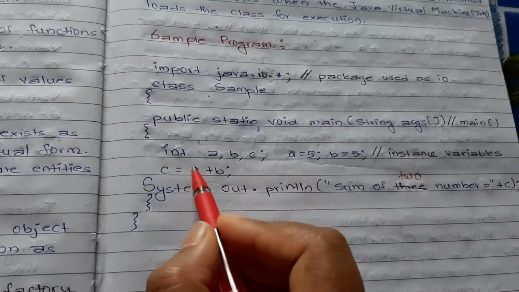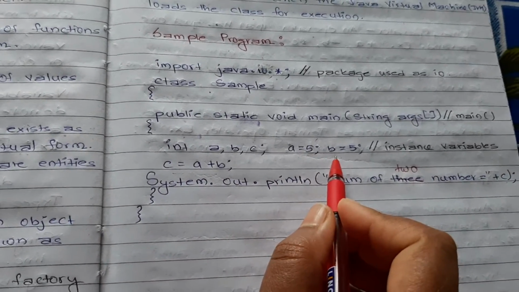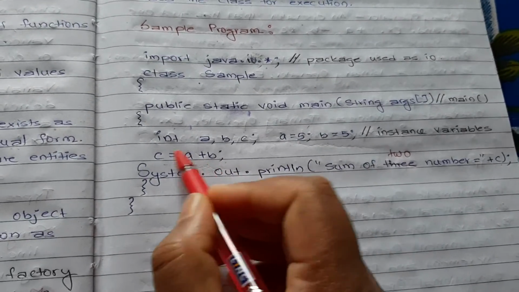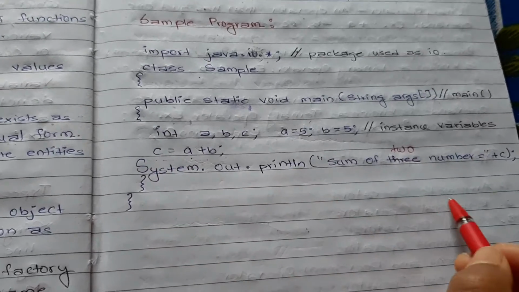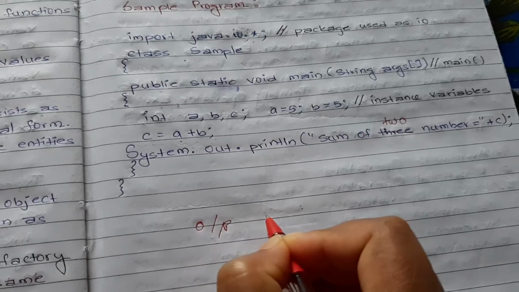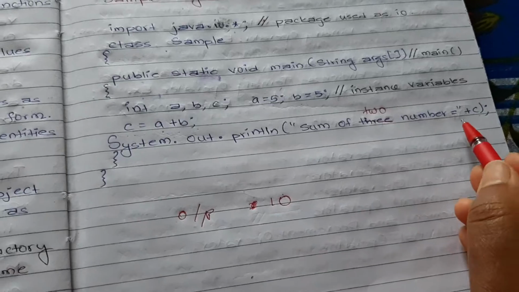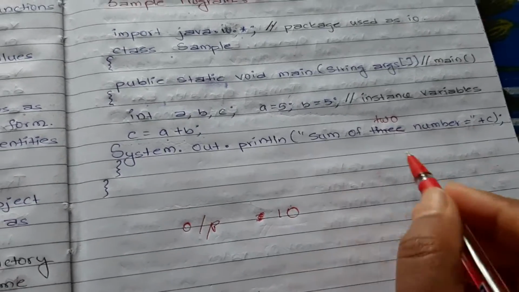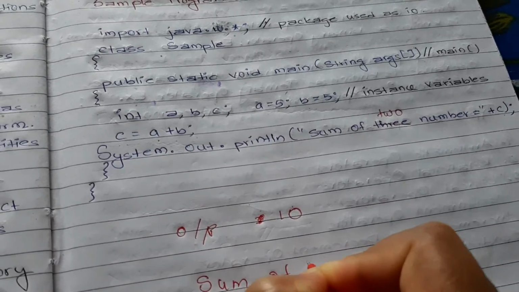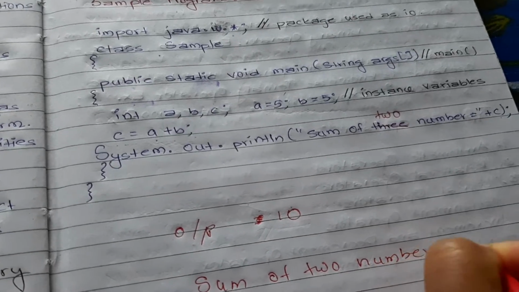After adding, when you give this formula, automatically it will take the value that we have given in the program. It will take this value here, 5 plus 5, and then it will be stored in c. So ultimately, if you see the output of this, the output will be 10. Okay, no equal to here. How will the output be? Okay, the output will be sum of two numbers equals to 10.